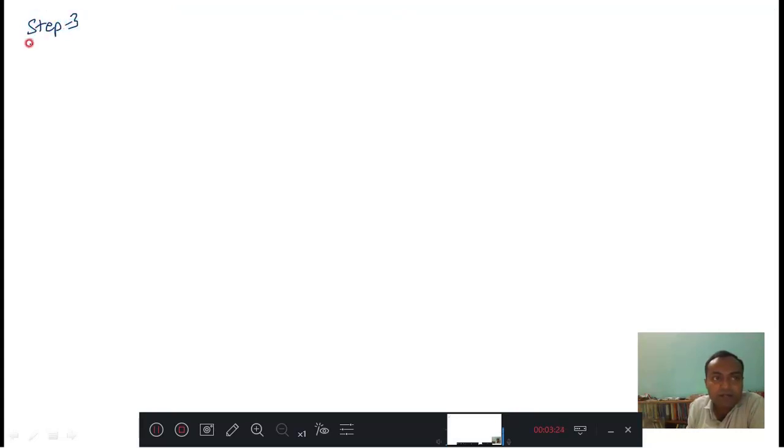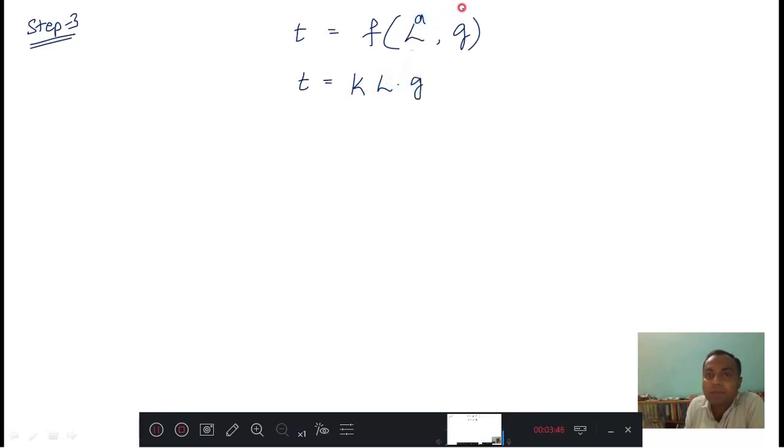Step 3. Now I will write the form of Rayleigh's equation. T is a function of L and G. Now you can write it as f function. We will remove it and consider a proportionality constant K, L into G, and here power A, power B, you should not forget. This is the Rayleigh's form of equation: function of first parameter power A, second parameter power B, like that. However many parameters there are, that many A, B, C, D you will write. But here only two parameters, therefore A and B. The step 3 is over.